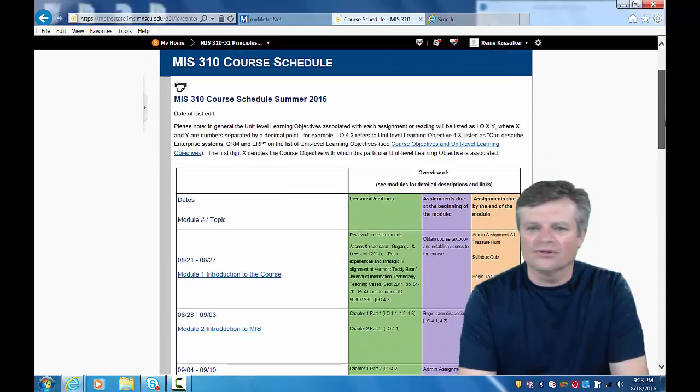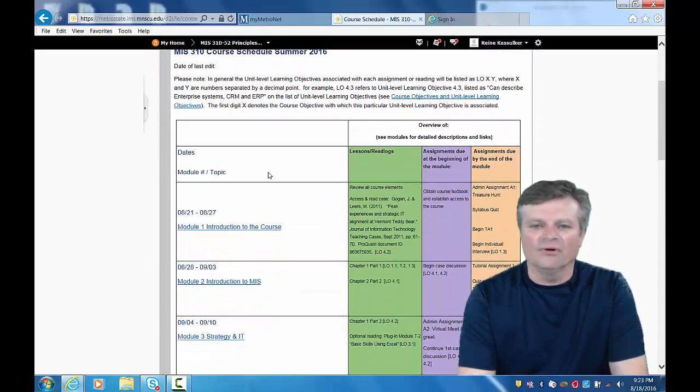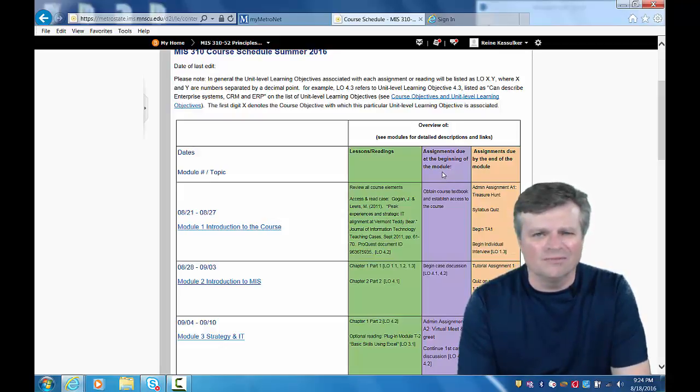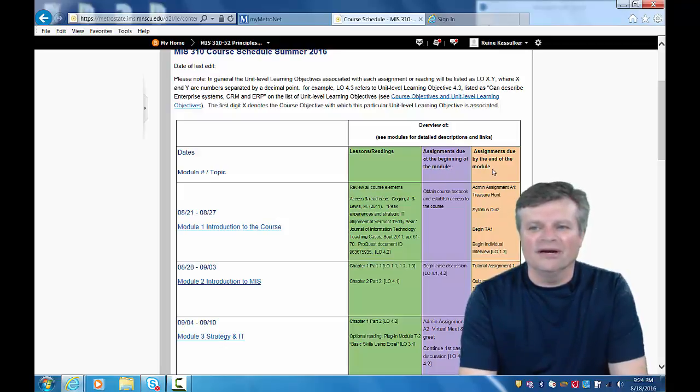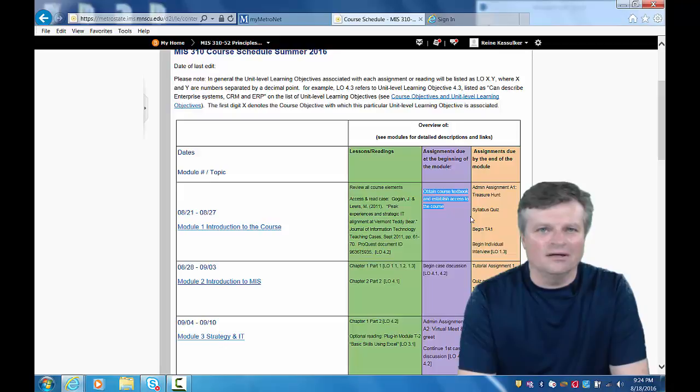The course schedule, I have everything broken down into modules, and then you will see the lesson or the reading, the assignments that are due at the beginning of the module, which I don't worry too much about. I really want to make sure that you have everything due by the end of the module. So if you see something here that's due at the beginning, don't sweat the date on that, as long as you meet the date at the end of the module.